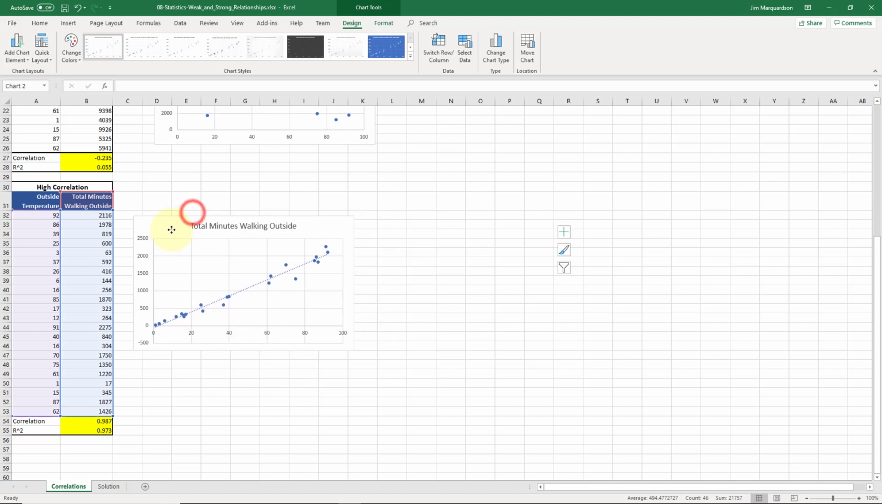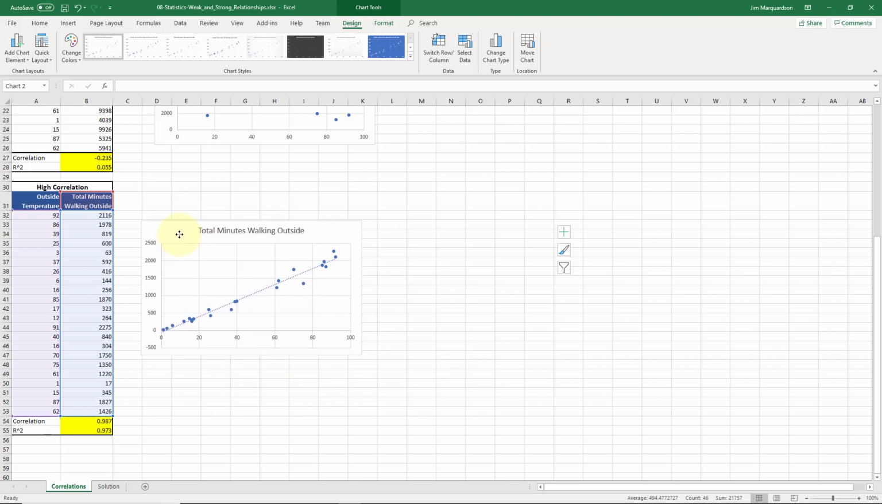So if I were to make a prediction, like if I want to open up a lemonade stand and I want to know how much foot traffic there is going to be, well, the outside temperature seems to be a very good predictor of how many people are going to be out walking.